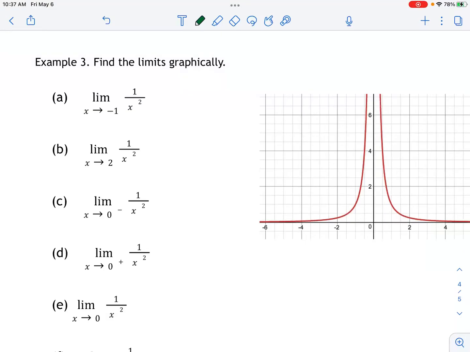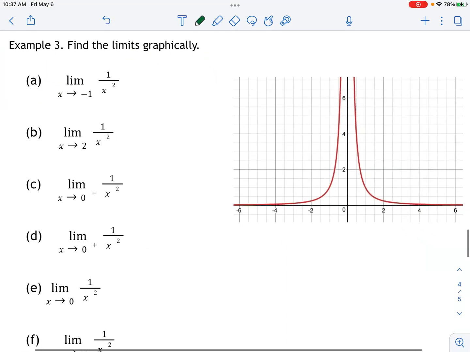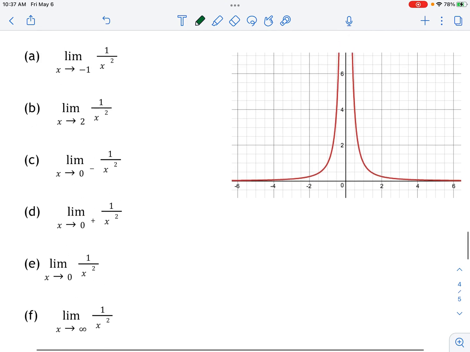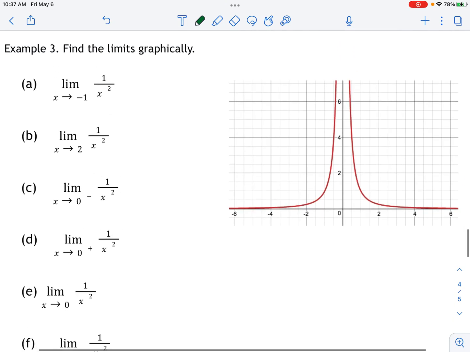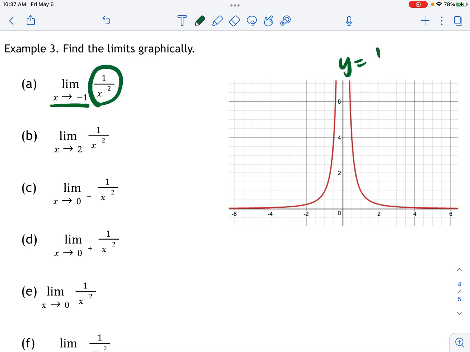For the next set of questions, I have questions that involve infinity, and so I want to talk about what to do with that situation. It says find the limits graphically. We have a graph. When you look at the question, it says the limit as x approaches -1, and then it has this function after it. I have a graph of that function here, so I will be able to use this graph to answer these limits graphically.